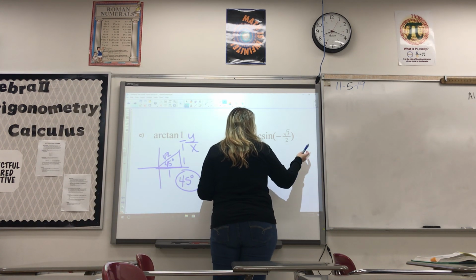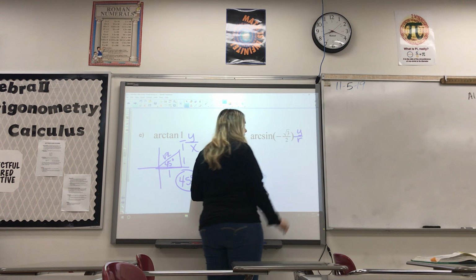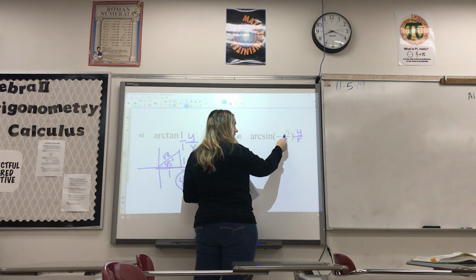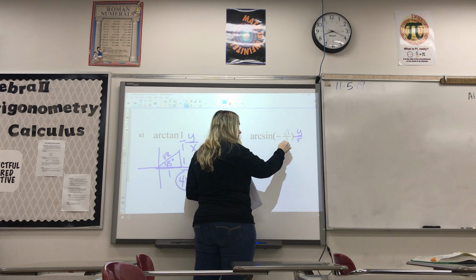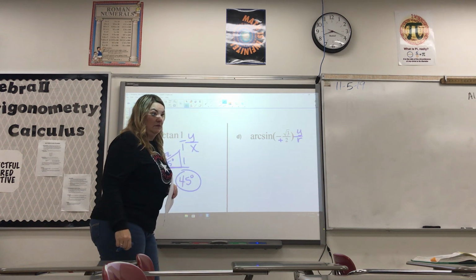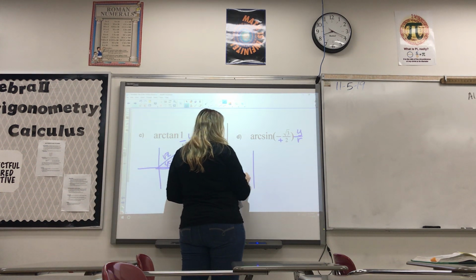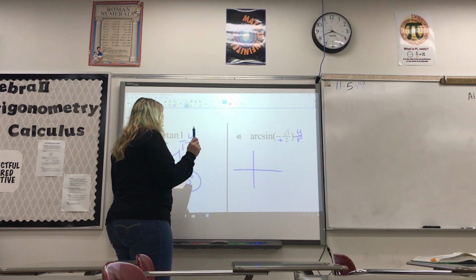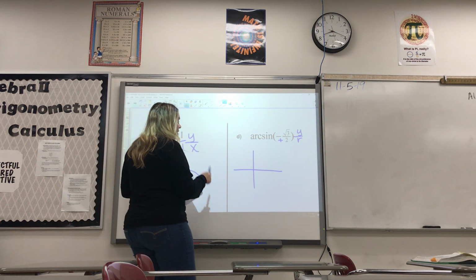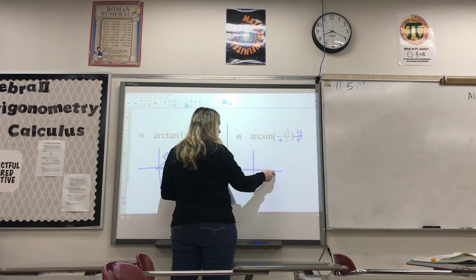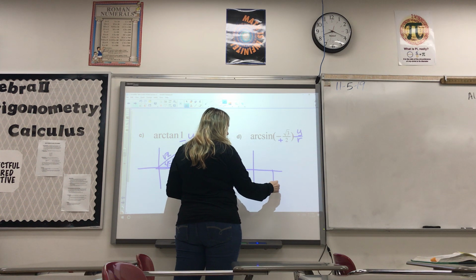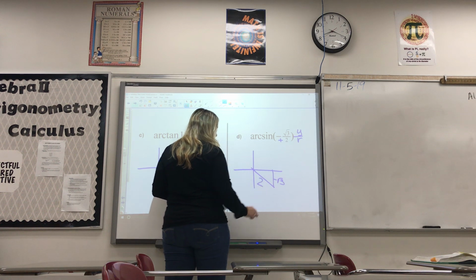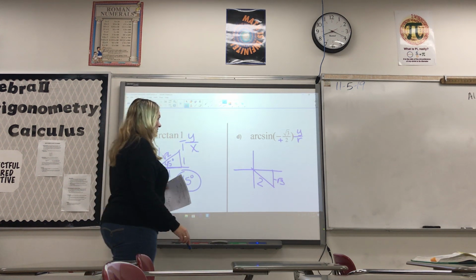Sine is y over r, and r cannot be negative, so the negative goes with the square root of 3, and the 2 is positive. Okay, so then when you look at that, if y is negative, it can't be over here, so you're going to go down square root of 3 this way. And then this is 2. So what am I missing? 1.